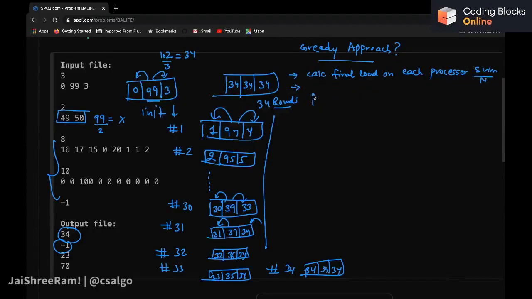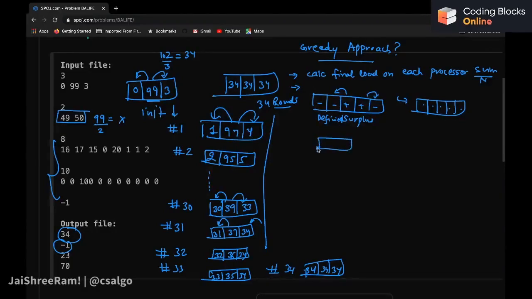But suppose you know the final load. Then for each position of the array, there will be some cells which would require extra jobs, and there would be some cells which would have surplus jobs. So let's say these cells are surplus and these cells are deficient, and if you want to make everyone equal, what you need to do is transfer jobs. And we also know that this transfer is going to happen from one part of the array to another part of the array.